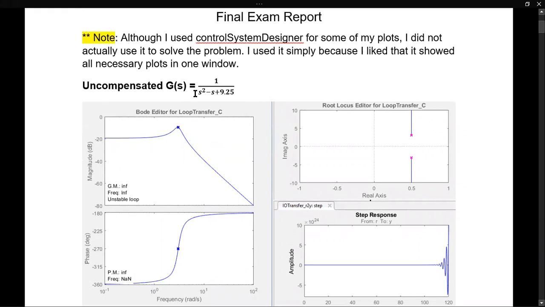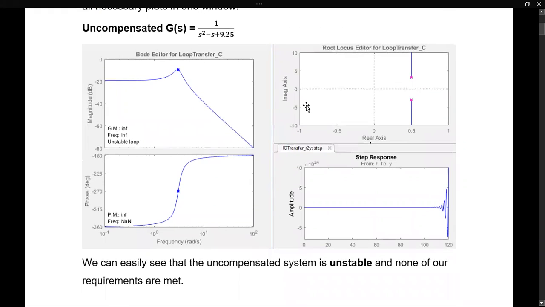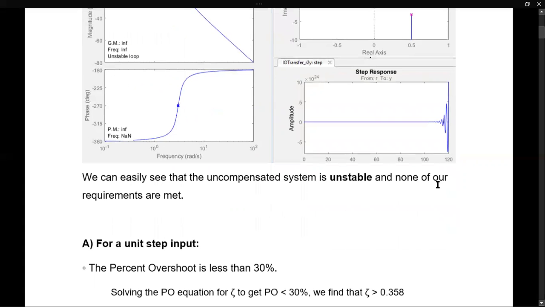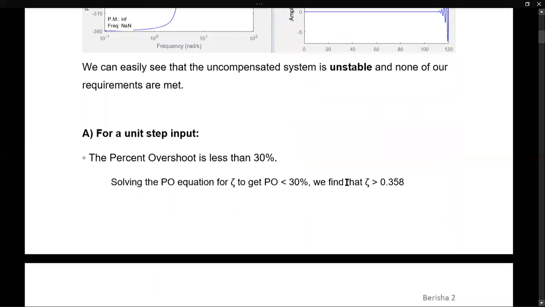So we're given G(s) here, and looking at the Bode plot on the left, the root locus on the upper right, and the step response on the bottom right, we can see that clearly we have an unstable system. The step response goes to infinity, which definitely isn't what we want. And so we're given 4 requirements.